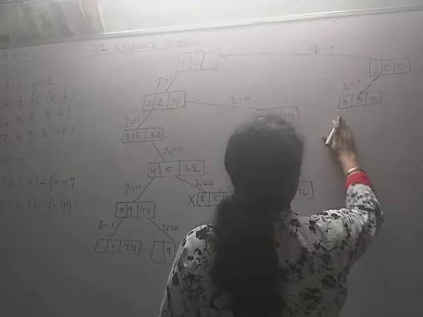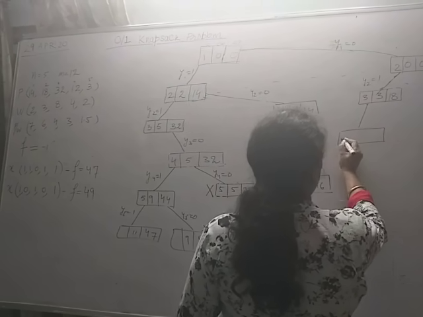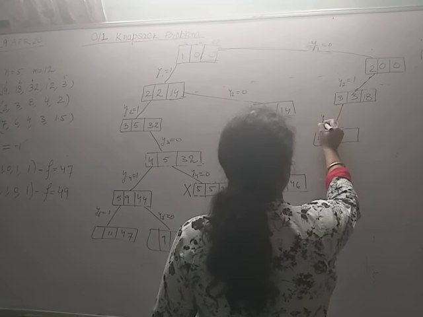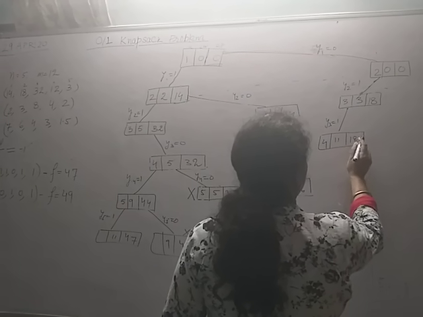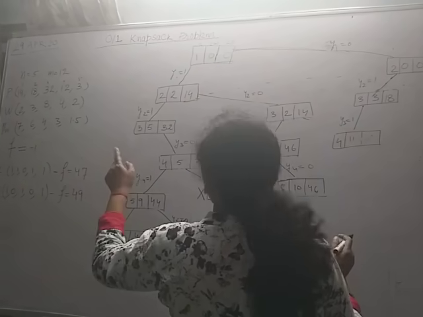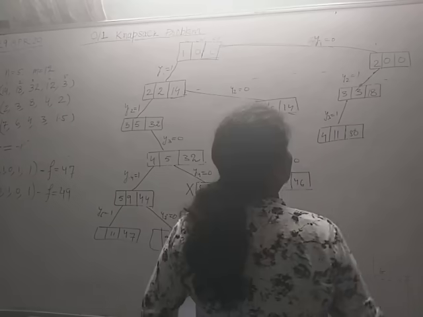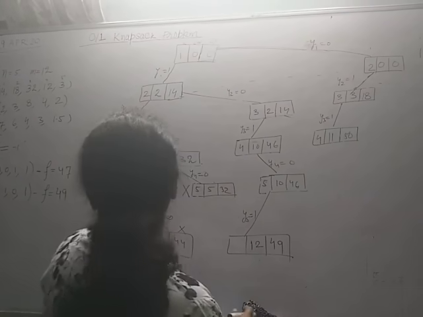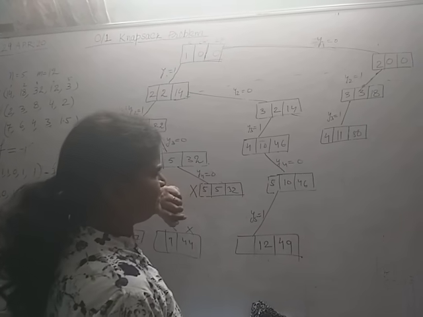So here we generate the left child. For y3 equal to 1, the weight is 11 and the profit is 18 plus 32, which is 50. If we consider y3 equal to 1.